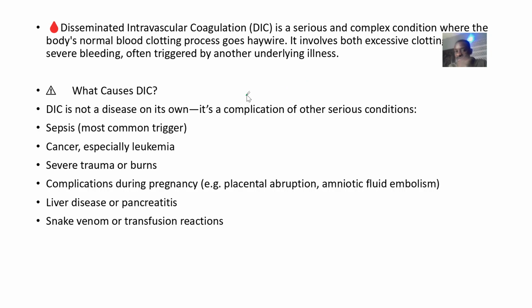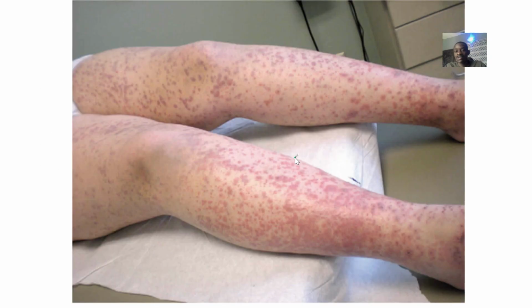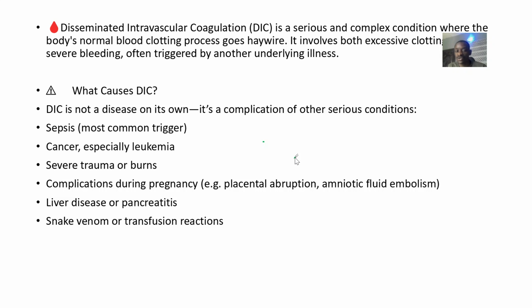So what causes it? It's not a disease on its own. If you see somebody having disseminated intravascular coagulation, most of the time their skin will present like this, showing that there's bleeding under the skin, so something is causing this bleeding. Of course, you can't just be bleeding like that. Possible causes could be that the person has sepsis, a bloodstream infection. You have a bacterial infection that went into your bloodstream and is now spreading to the rest of the body.